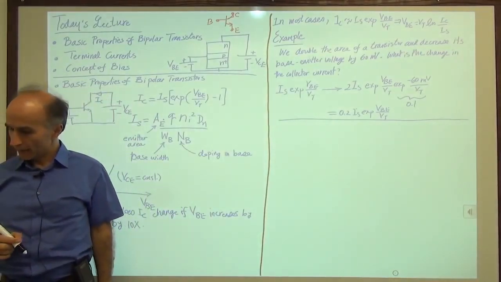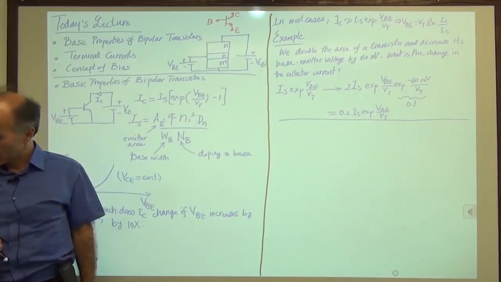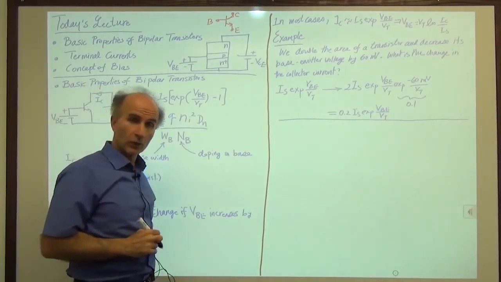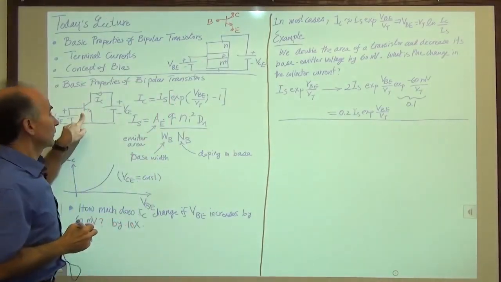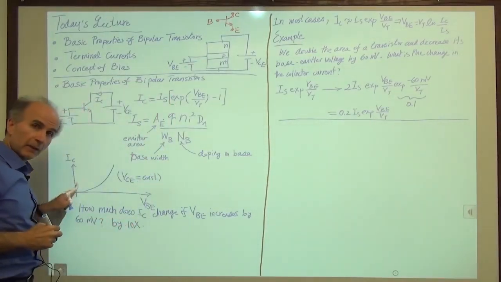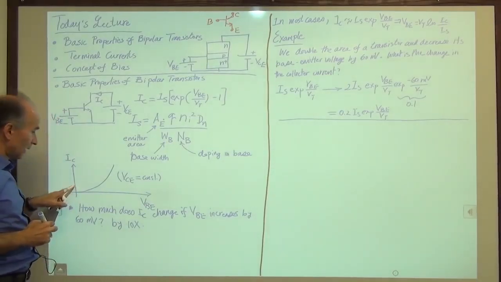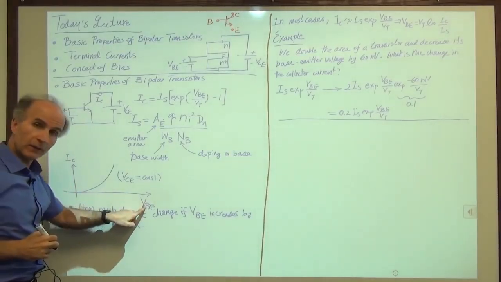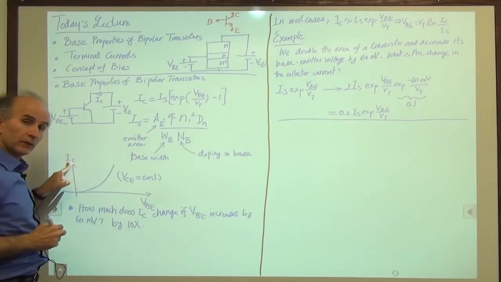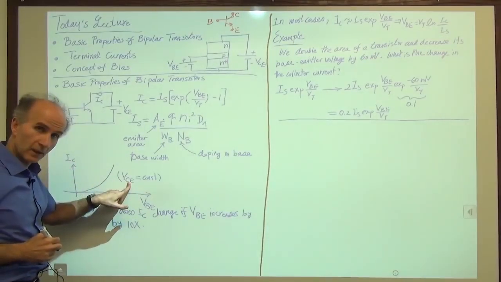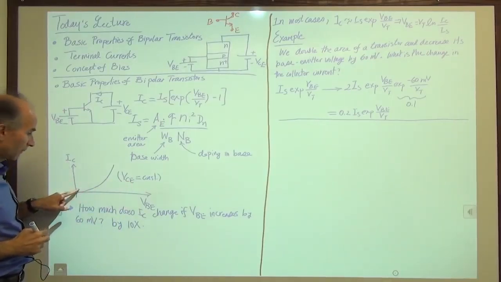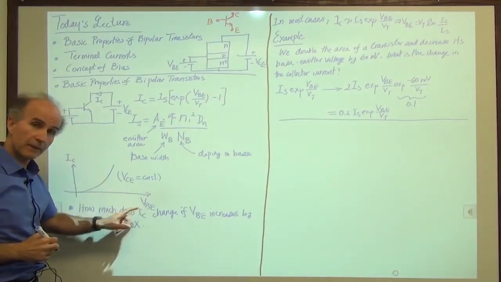Now that we have looked at this characteristic, we need to ask one more question. In the test that we performed here and plotted here, we changed the base emitter voltage and kept the collector emitter voltage constant. So the collector current became an exponential function of the base emitter voltage.